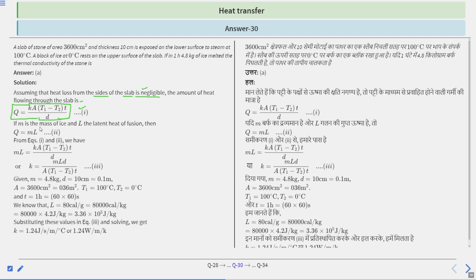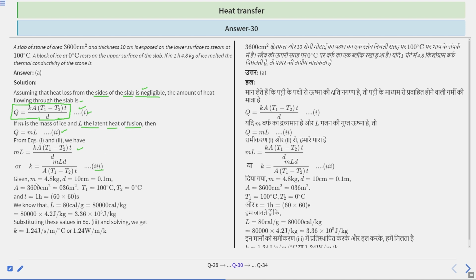And m is the mass of the ice and L the latent heat of fusion. Then Q equal to m L. Let this be equation second. From equations first and second, we have m L equal to K A (T1 minus T2) multiplied by t divided by d, or K equal to m L d divided by A (T1 minus T2) t. Let this be equation third.